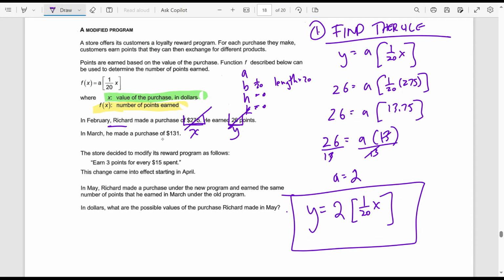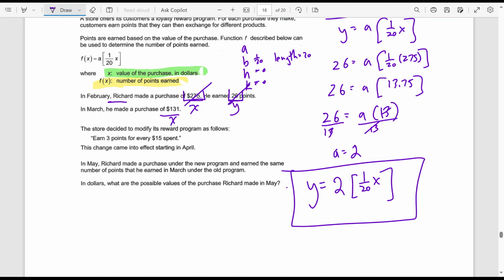Now let's go down and see the next point here. In March, he made a purchase of 131. So underneath that, I'm going to write down X. Really and truly, on questions like this, if you see values and you have a rule, without even reading the context, you know you have an X, you know you have the rule. I don't even need to read the rest of it right now. I can legitimately just go ahead and know that I'm solving for Y.